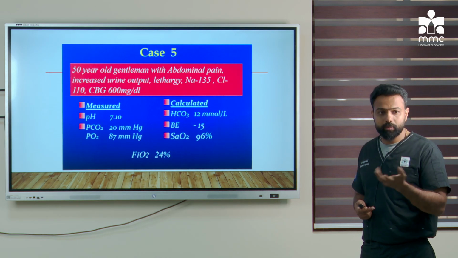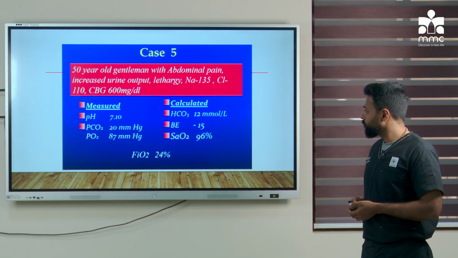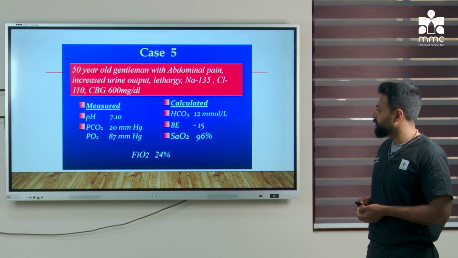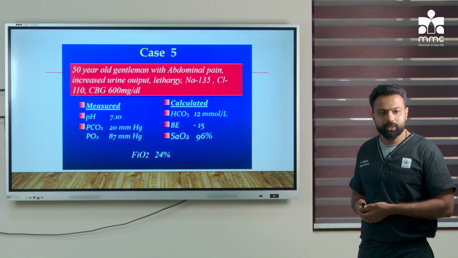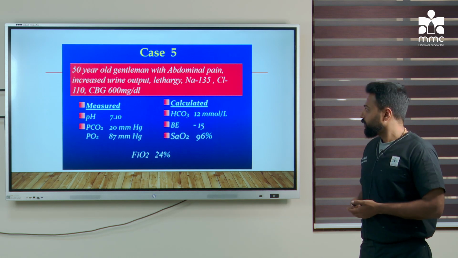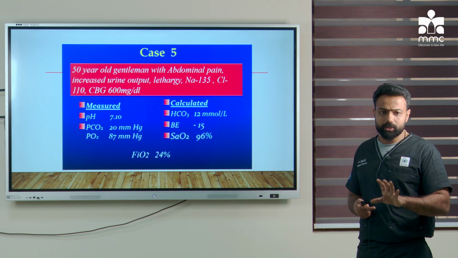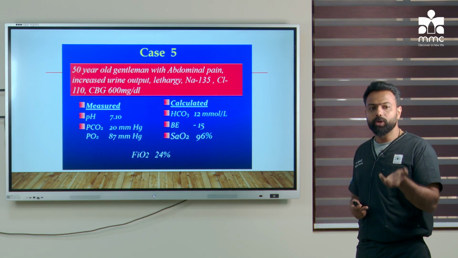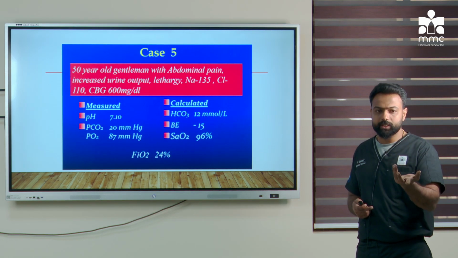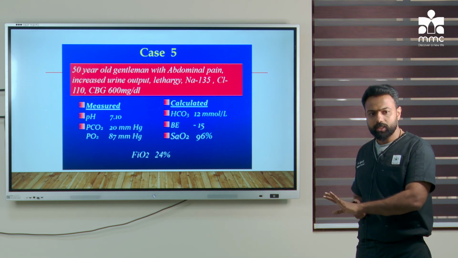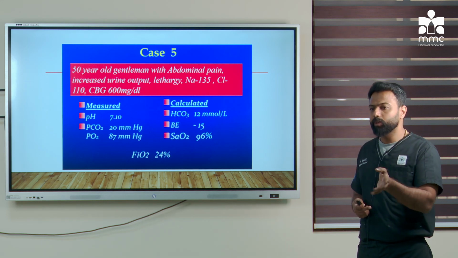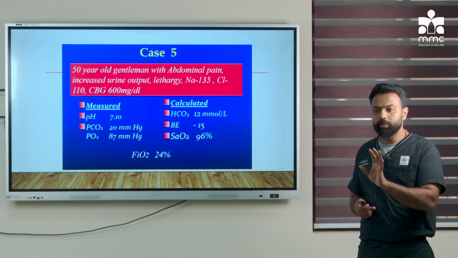So how do you confirm it? By doing an ABG, right? You look at the PO2, which is 87 with the FiO2 of 27%, which is quite acceptable. Then you look at the pH. pH is 7.1, which is acidosis or alkalosis? Acidosis definitely. Then you look at the PCO2. PCO2 high means it is respiratory, low means it is metabolic. Here it is less than 40, so it is metabolic acidosis. So this patient is having a metabolic acidosis.